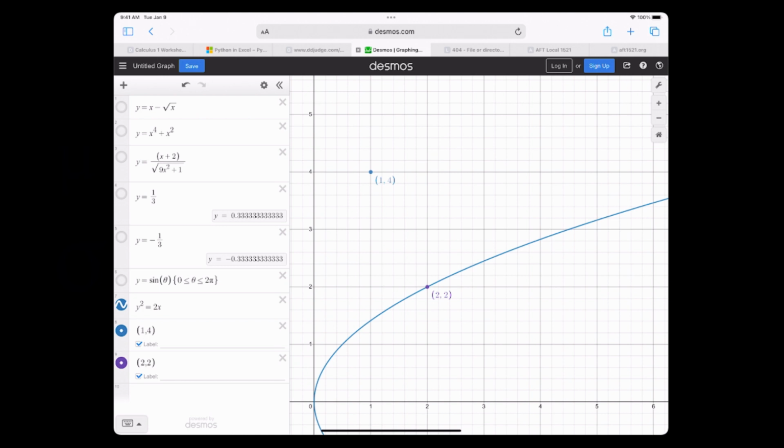Okay, so you say, what do you mean it makes more sense? Does it make more sense at that location, 2, 2? It should be the closest point to 1, 4. Remember, the point they're talking about has to be on the curve. So that makes a lot more sense to me.